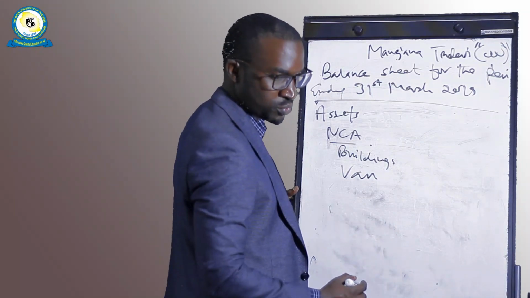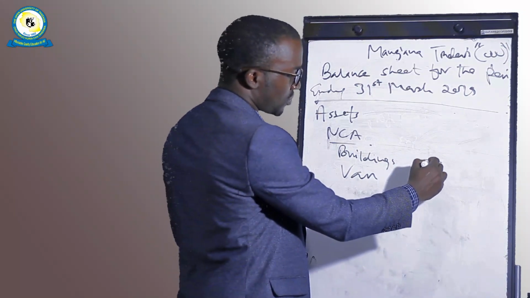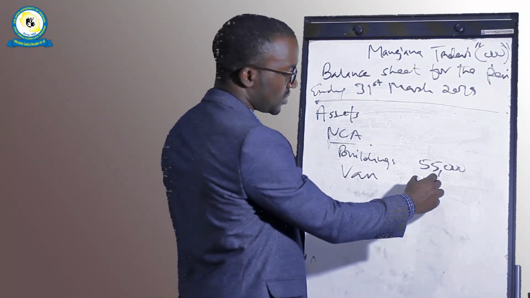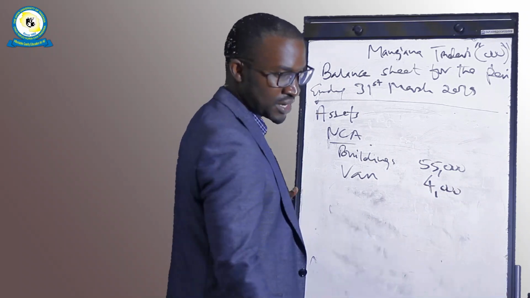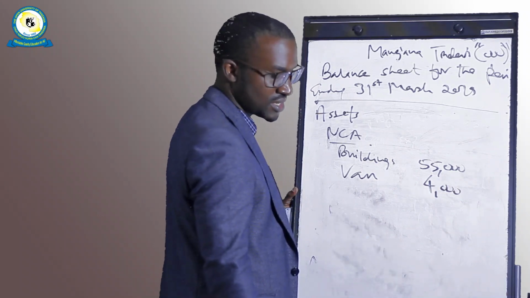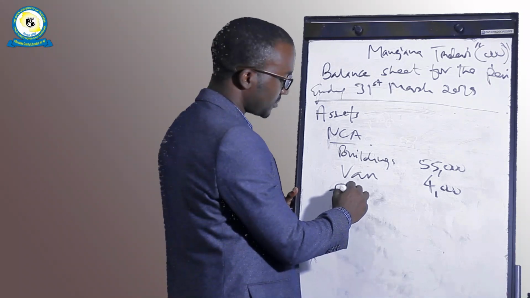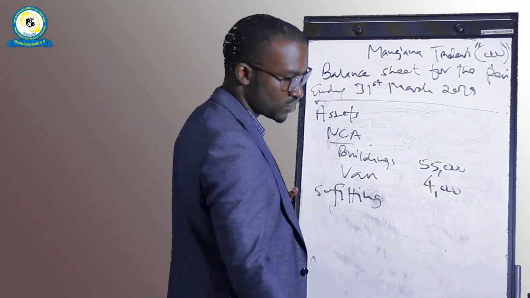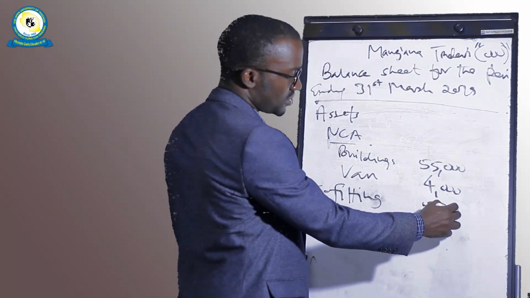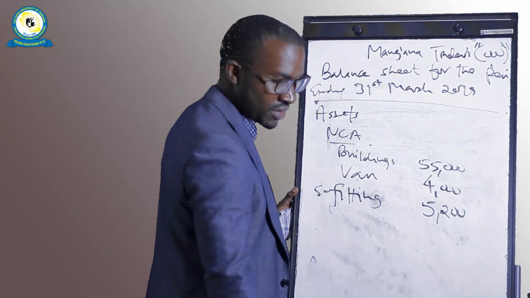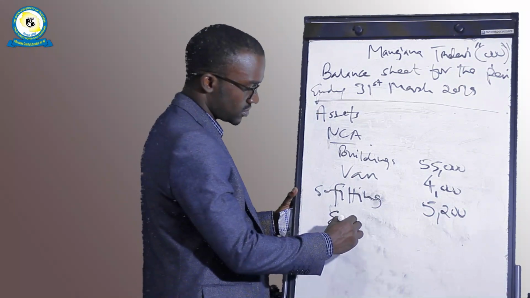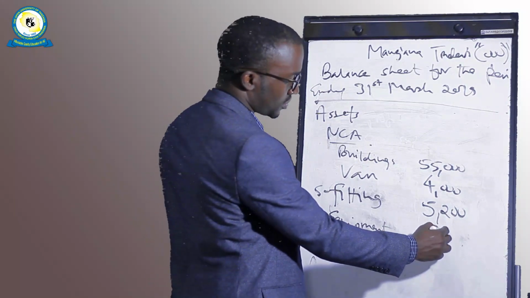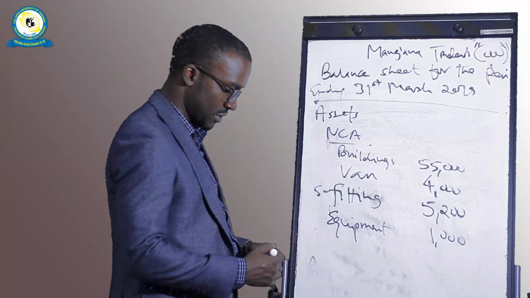So you have to put the figures of the building. The building cost us 55,000, and the cost of the van was 4,000. Do we have any other non-current assets? Yes, we have shop fittings. How much was shop fittings? That was 5,200. Do we have anything else? Yes, we have equipment. How much was equipment there? 1,000. Okay, I'll stop here a bit and explain something.